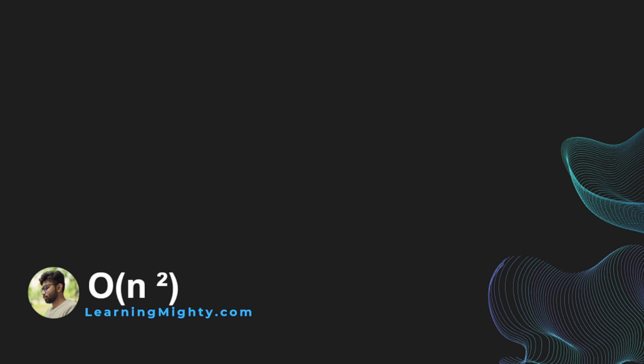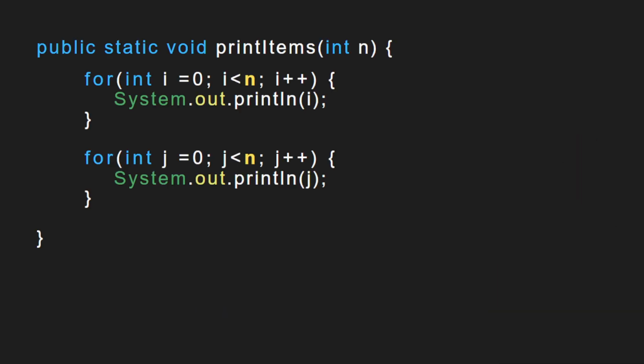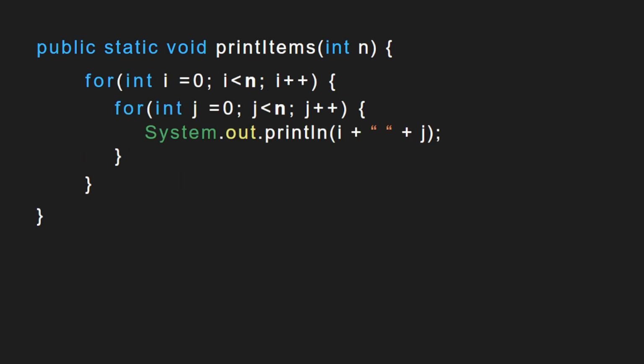Now let's look at O of n squared. So I'm going to bring up our code from our last example here. This was a for loop followed by another for loop. To make this code O of n squared, all we have to do is make it so that one for loop is inside another for loop. So like this. Now let's flip over to the editor and take a look at this.